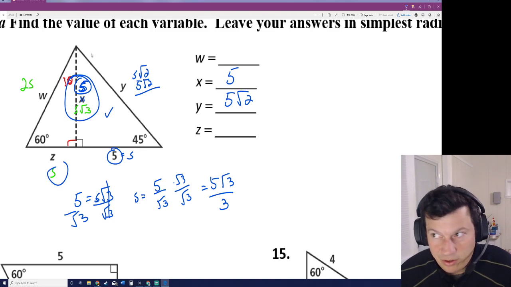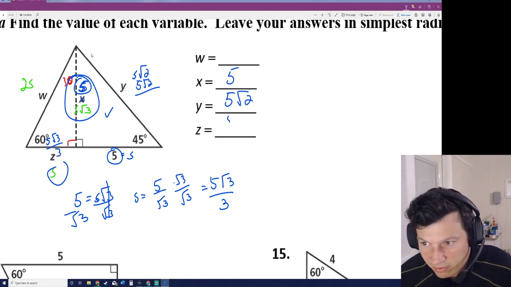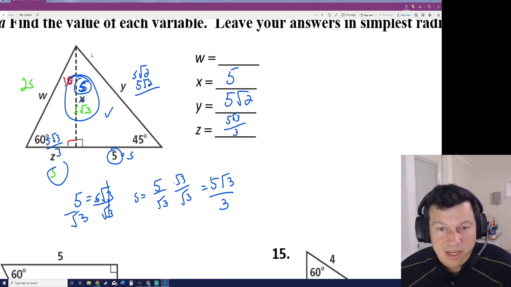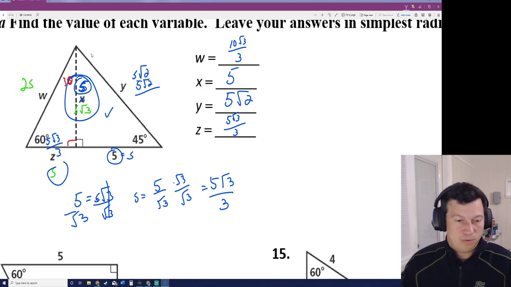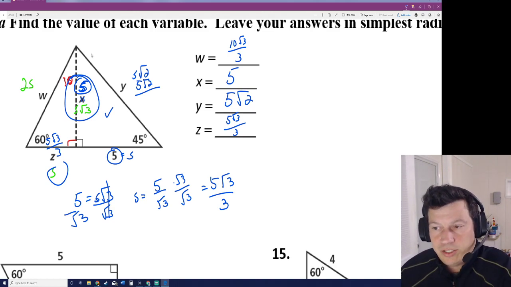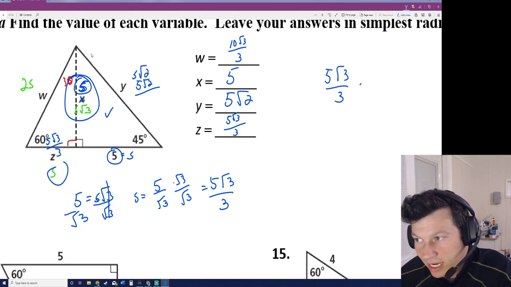And this s, the s from this other one, is going to be 5 root 3 over 3. So that's what z is, 5 root 3 over 3. And then 2 times that is just going to be 10 root 3 over 3, right? Just double the coefficient of the numerator. Essentially it's multiplying it: 5 root 3 over 3 times 2 over 1.